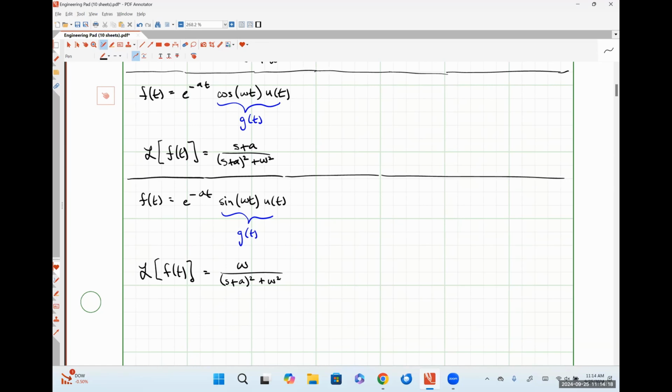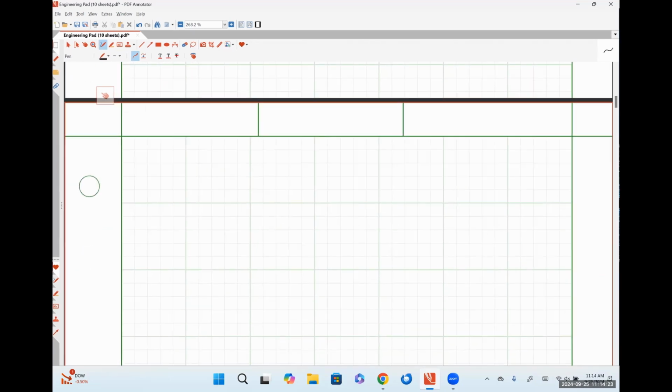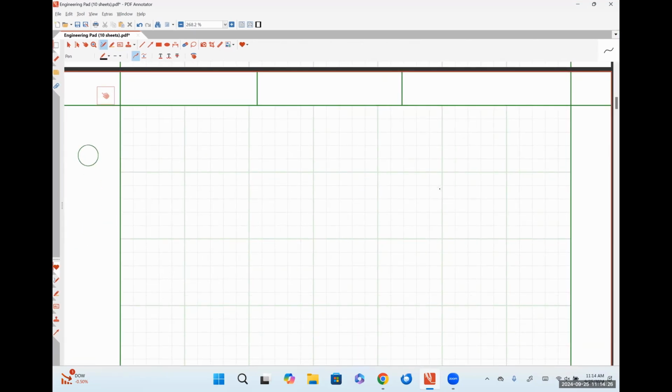Okay, so shifting gears fairly significantly, let's look at some other functions. Let's say we have f of t is equal to t times u of t. For what it's worth, this is what's commonly called a ramp function. So our function just grows linearly as a function of time, and then we would turn it off with a second ramp function that's shifted by some amount.